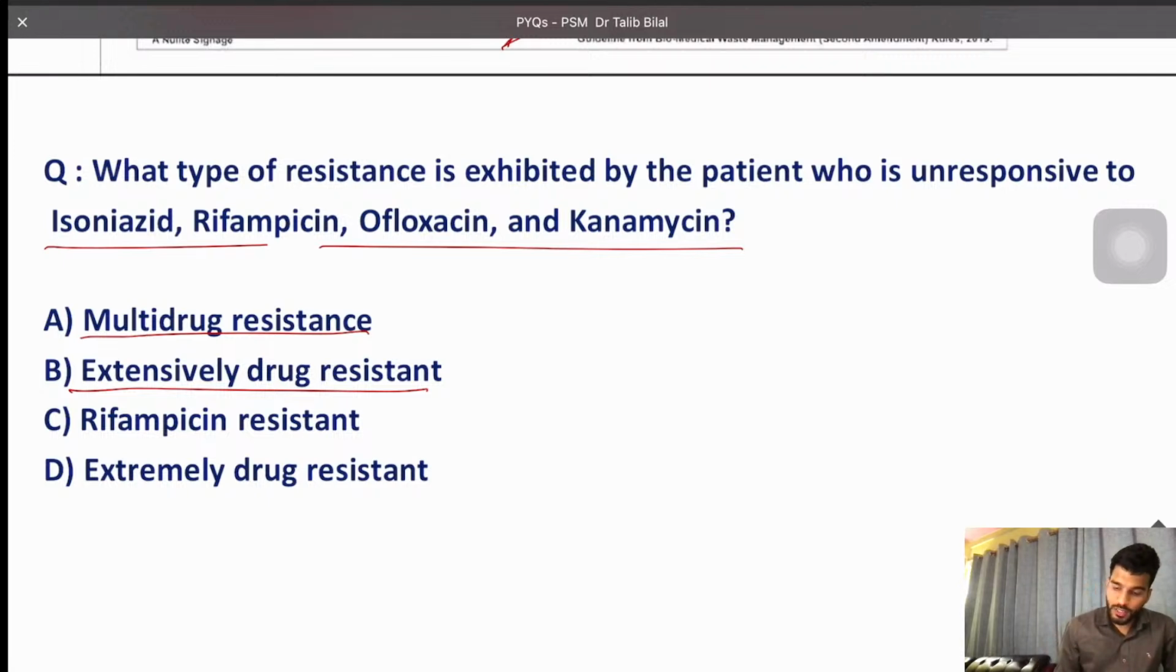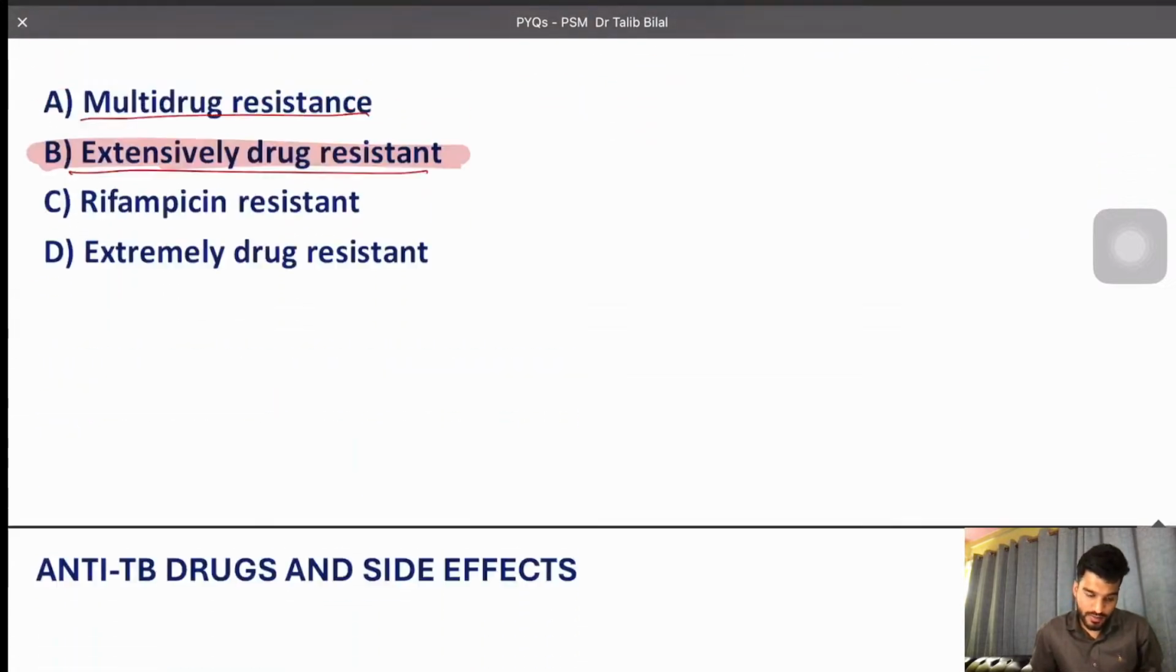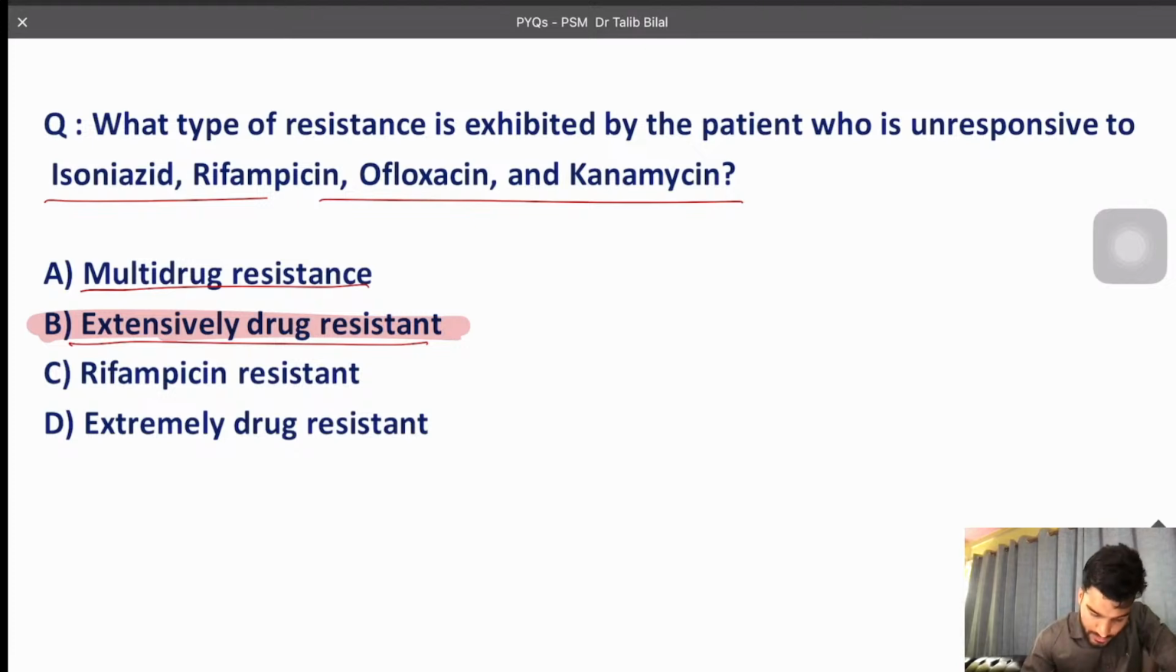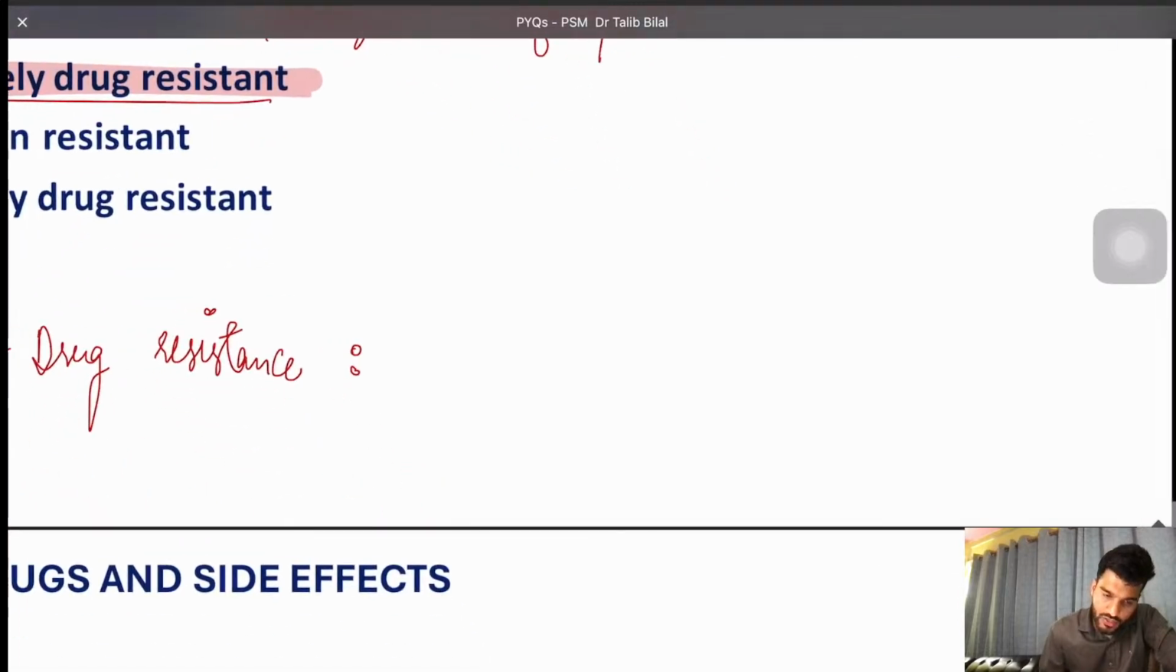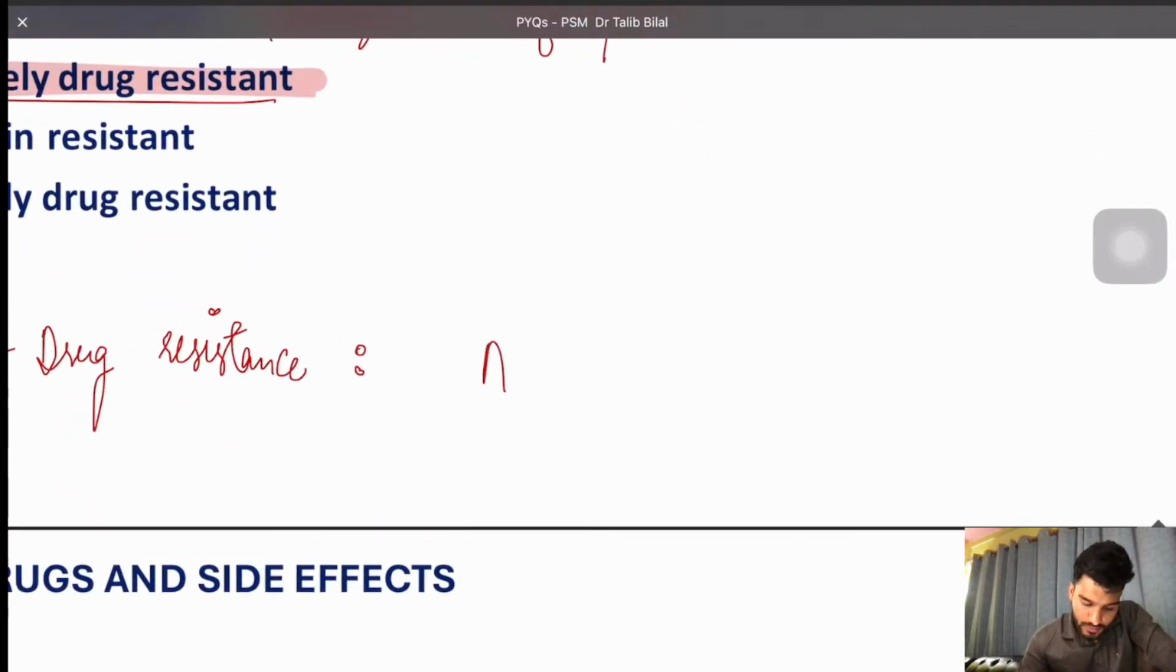Now, the patient who is unresponsive to isoniazid, rifampicin, ofloxacin and kanamycin goes with extensive drug resistance. Your answer is going to be extensive drug resistance. If a patient is resistant to isoniazid and rifampicin, then your answer is multi-drug resistance. What is mono-drug resistance? Mono-drug resistance, if a patient is resistant to any first-line drug.